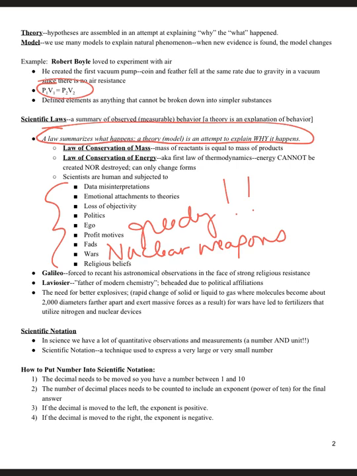We also have religious beliefs. A couple of different things have happened, like Galileo, who was actually forced to recant his observations because of strong religious resistance. And then Lavoisier, I don't know how to say this name very well, I'm not even going to try to say it. He is the father of modern chemistry. He was actually beheaded because of a political affiliation. And then the need for better explosives for wars led us to discover fertilizers that can utilize nitrogen and can be used in nuclear devices. So there's been so many developments along the way.